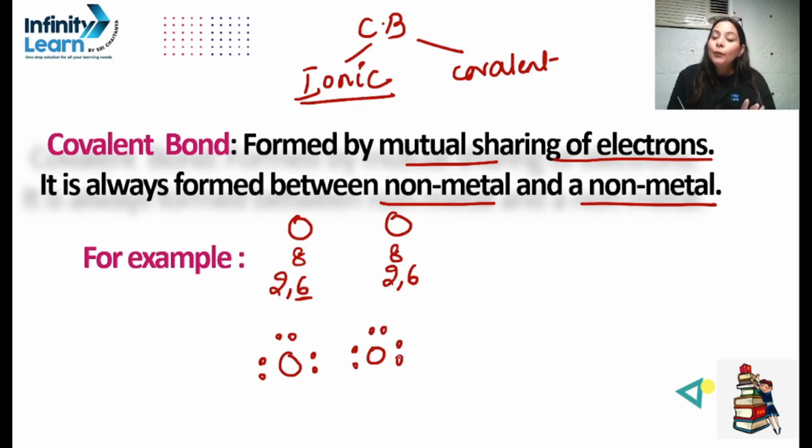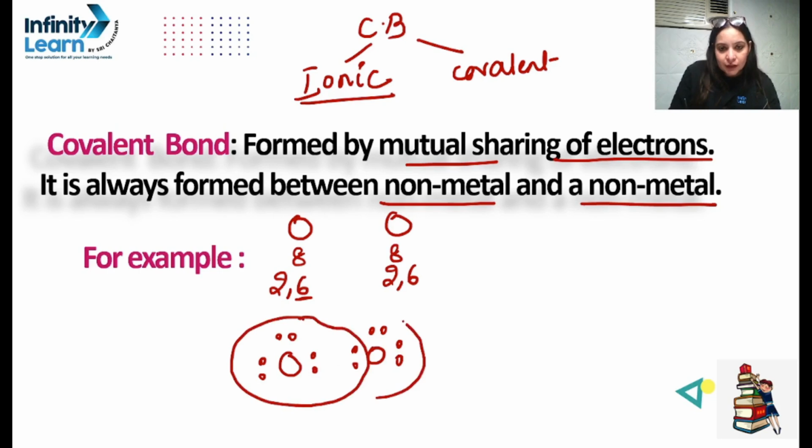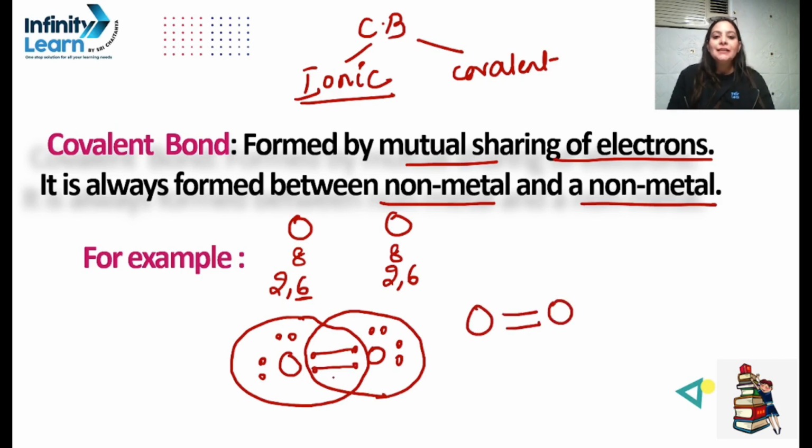6, 6. Now how many do they need? They need 2. That is the reason I have put 2 in the center. So for this oxygen, 6 it already has and 2 it will share from the neighboring one. Same way 6 this oxygen already has and 2 it will share from the other one. So how many mutually shared pairs? See, 2. So this is a covalent bond, and after forming the bond you can see that both of them have 8 electrons now in the outermost shell. You need to remember that it is always formed between a non-metal and a non-metal.